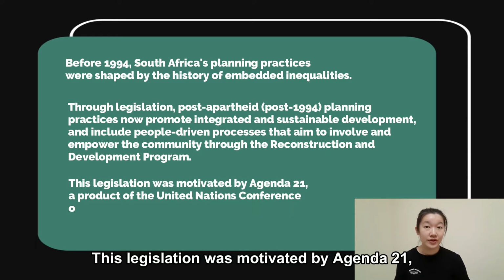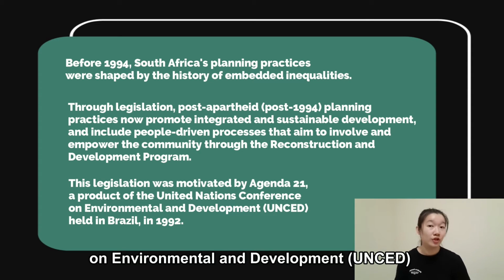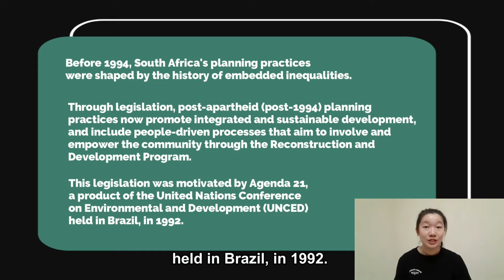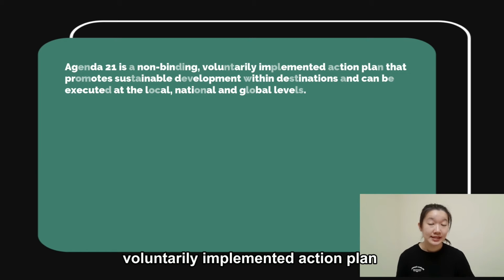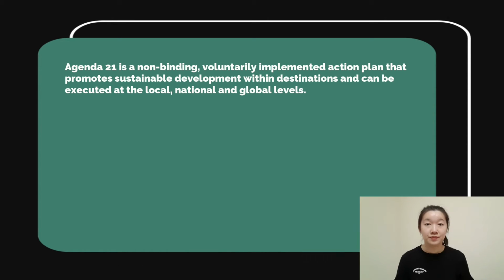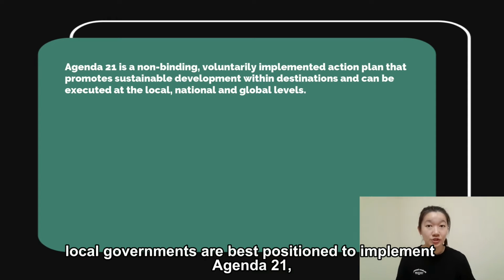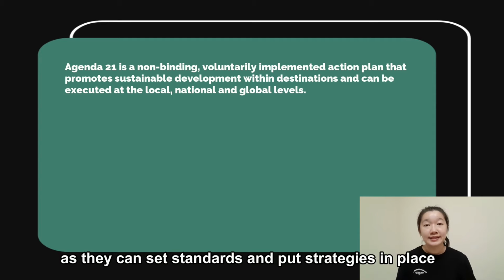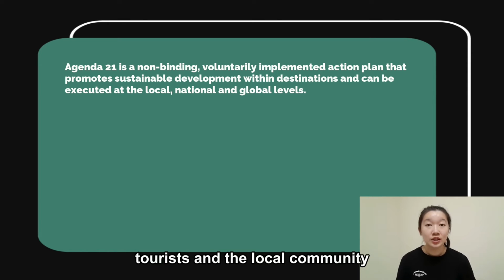This legislation was motivated by Agenda 21, a product of the United Nations Conference on Environment and Development held in Brazil in 1992. Agenda 21 is a non-binding, voluntarily implemented action plan that promotes sustainable development within destinations and can be executed at local, national, and global levels. According to the United Nations Environment Programme, local governments are best positioned to implement Agenda 21, as they can set standards and put strategies in place that balance the interests of tourism enterprises, tourists, and the local community.